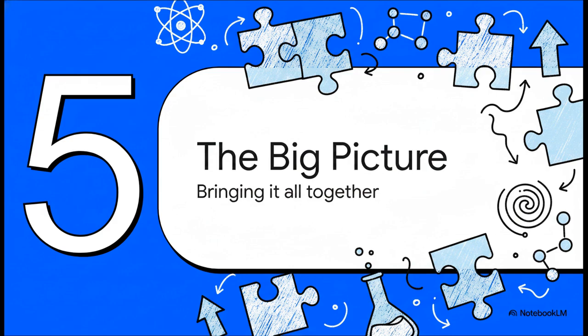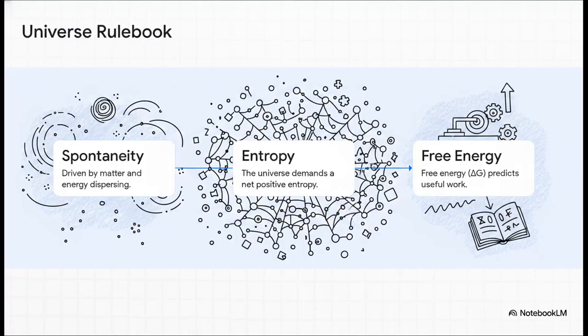Part 5. The big picture. Okay, we've covered a ton of ground, but the way these concepts interlock is literally the foundation of all chemistry and physics. Here is the universe's rulebook. 1. Spontaneity is driven by matter and energy dispersing. 2. The universe demands a net positive entropy. 3. Free energy, or delta G, acts as our ultimate predictor for useful work.